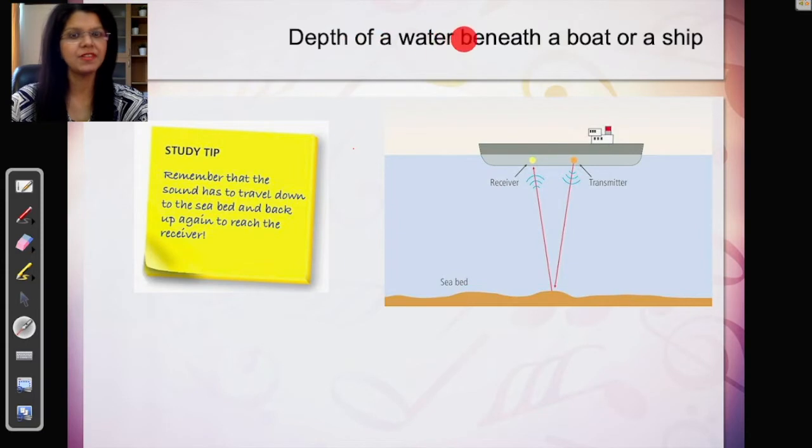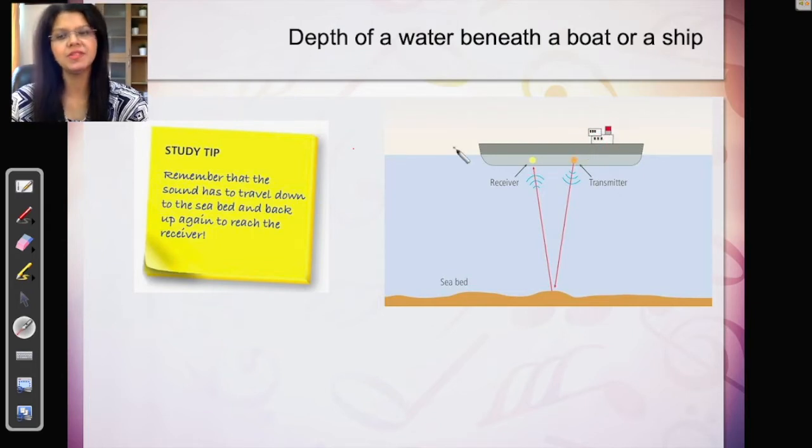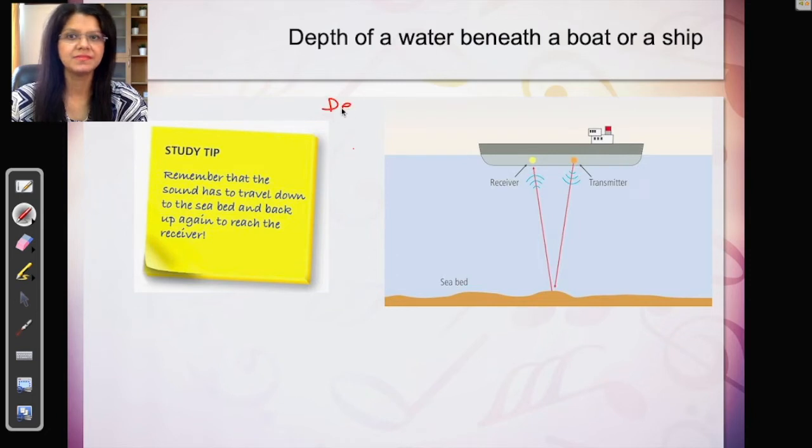So, depth of water beneath a boat or a ship. These questions are very common. So let us understand what is happening here. You have a boat which is floating on the sea. And what is the boat trying to do? The objective of the boat is to find the depth of the sea. This is what you have to do.